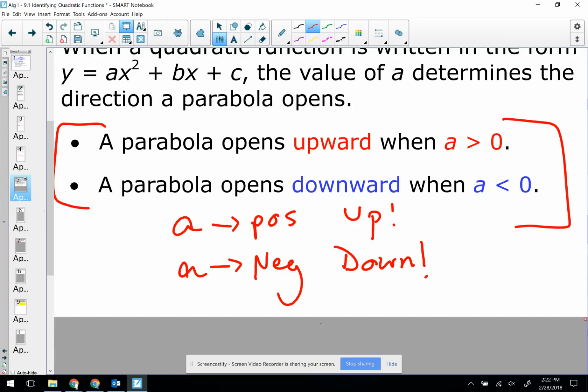Okay. Think about this. I like to think about it this way. When A is positive, it's happy. It makes a smiley face. When A is negative, it's sad. It makes a frowny face. Pretty funny, right?